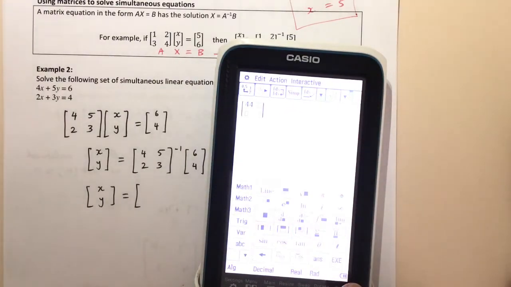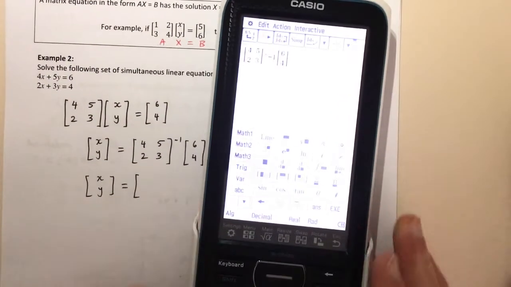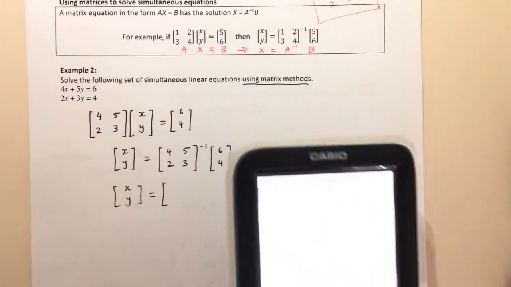Right, so we're going to just put this right-hand side into our calculator and see what comes out. So, oops, not 44, 4, 5, 2, 3, to the power of negative 1, multiplied by matrix 6, 4, we get negative 1, positive 2.